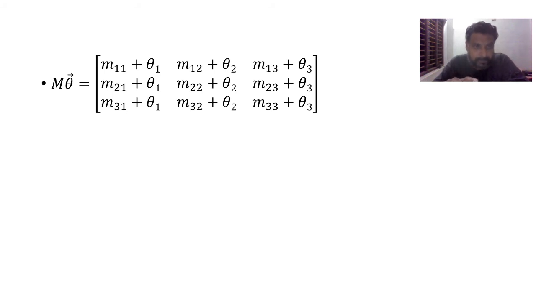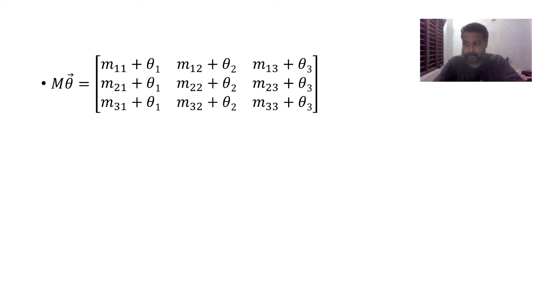In the first row, I had written m11 plus θ1. It is not like that. It is m11 into θ1 plus m12 into θ2 plus m13 into θ3. The second row will be m21 into θ1 plus m22 into θ2 plus m23 into θ3. The third row is m31 into θ1 plus m32 into θ2 plus m33 into θ3. Is it clear for you people?